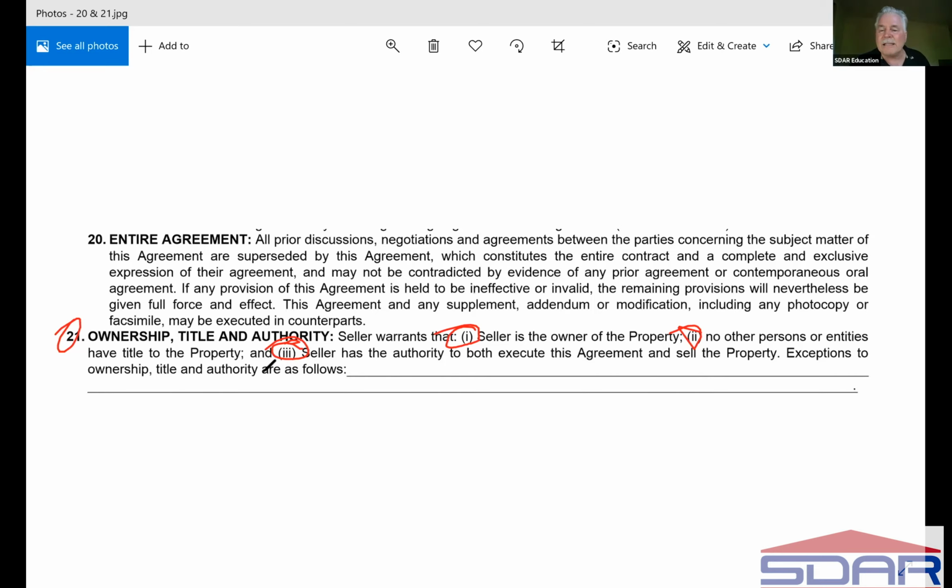And then we have exceptions to ownership, title, and authority, as follows. This is a good time. This is why I like you being in front of the seller when you're going over this. This is a good time to discuss who else has ownership, title, and authority on this property. Tell me now, okay? Because if you don't tell me now, then we might have an issue later. If the buyer's agent comes after me for a commission, then my broker's probably going to come after the seller and bring them in under a theory of law called joinder. We'll just bring them in, okay? All right.